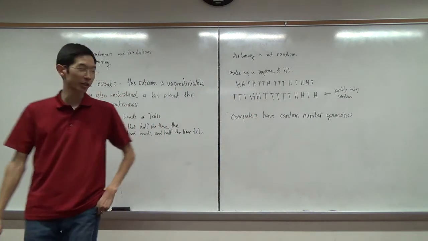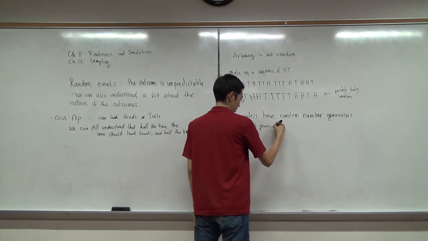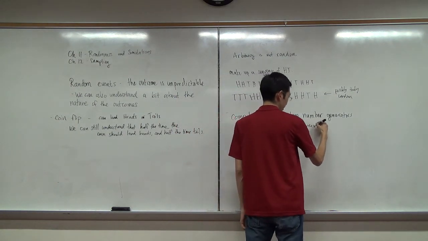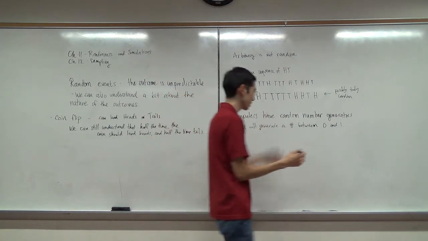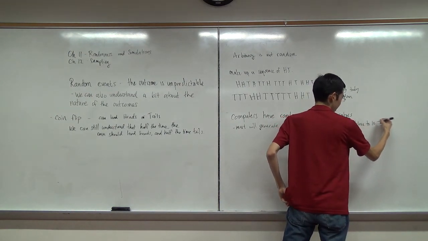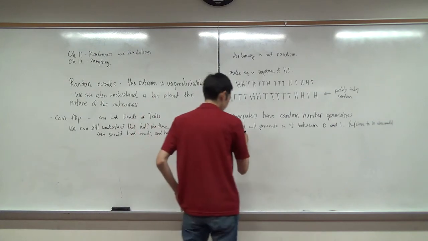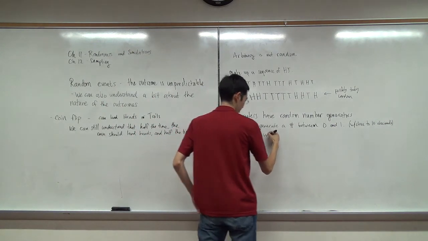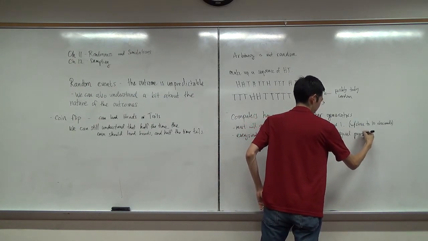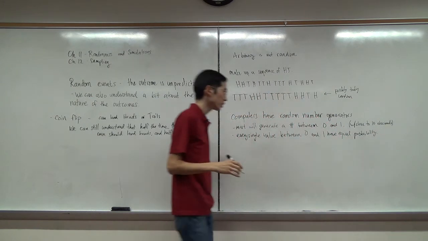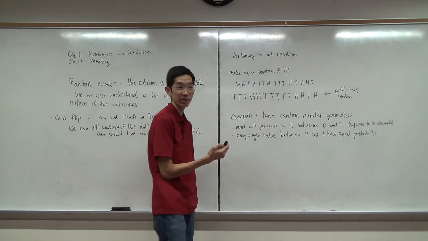Most random number generators will generate a number between 0 and 1, with all numbers up to about 10 decimal places, and every single value between 0 and 1 has equal probability. And so we can use this to create simulations of random events.